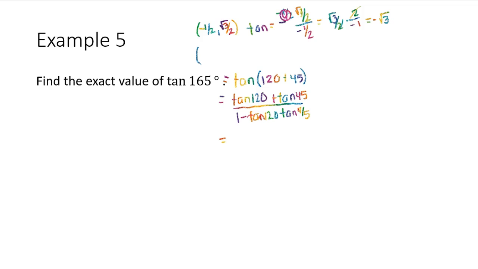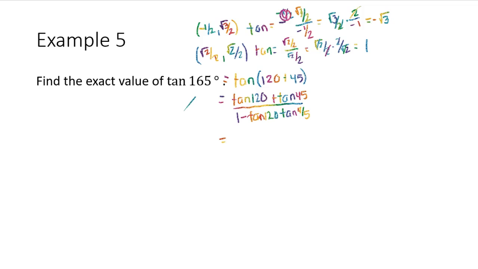At 45, the coordinates are square root of 2 over 2 and square root of 2 over 2. So the tangent at 45 is going to be square root of 2 over 2 over square root of 2 over 2, which is the same thing as the square root of 2 over 2 times 2 over the square root of 2, and they'll cancel, so the tangent at 45 is going to be 1.